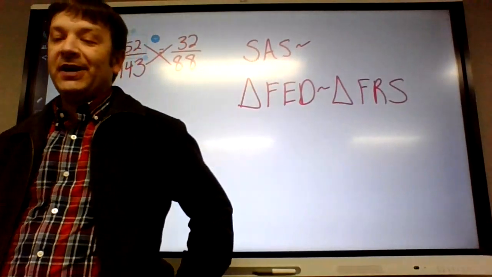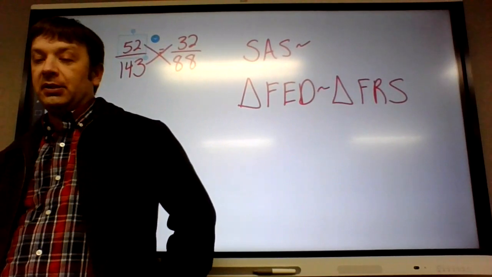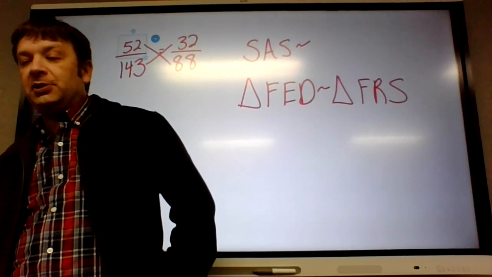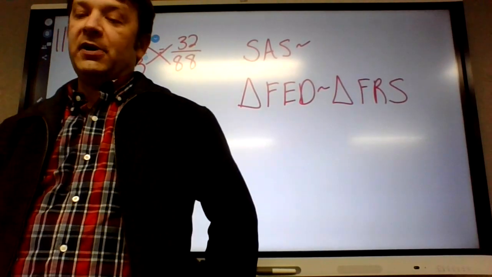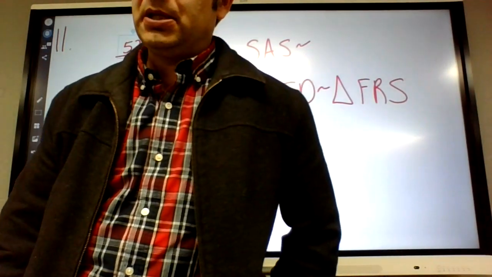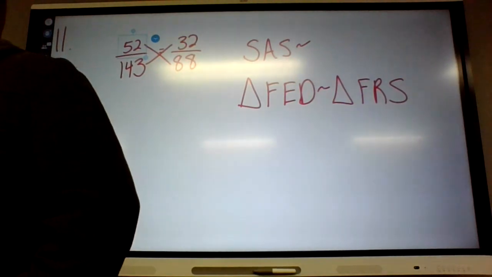Number 13, find the missing link. The triangles in each pair are similar. So how could I find KJ? Sounds like that's somebody's name.